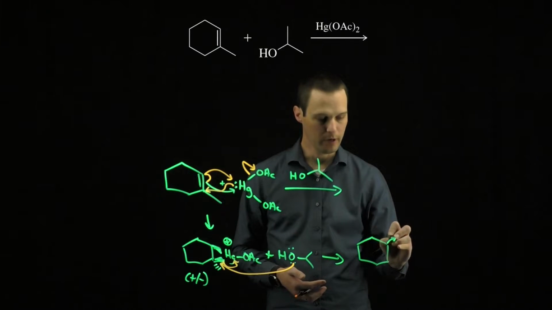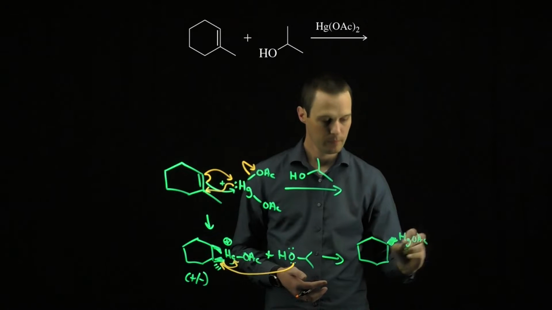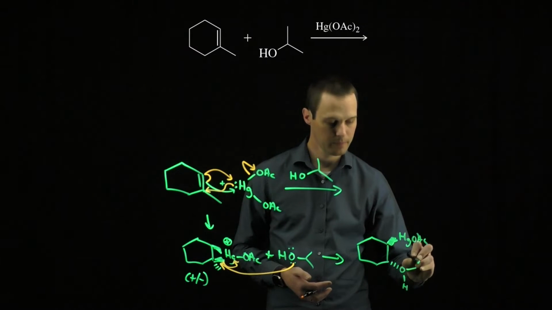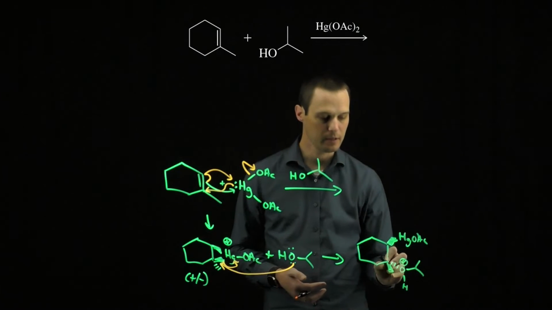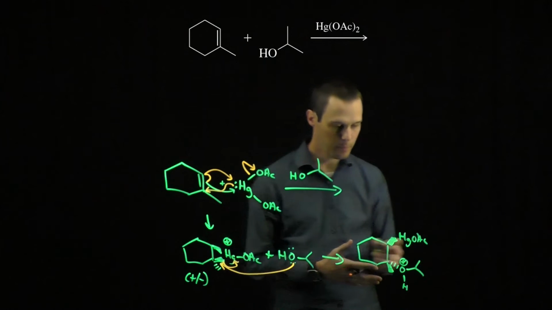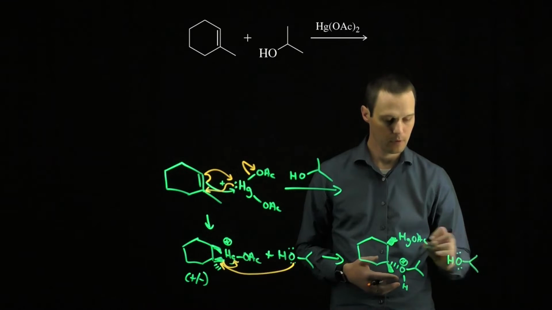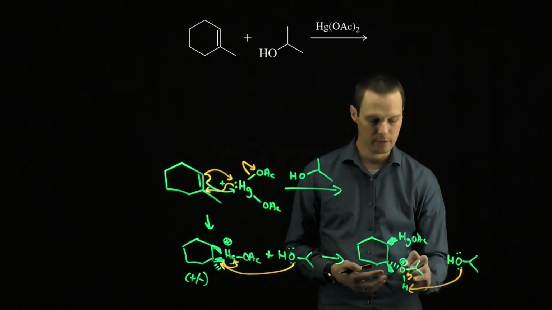That will form a product with mercury on one face and the oxygen on the second face. We get the anti-stereochemistry between the oxygen and the mercury. The last part of this first step is to neutralize the alcohol, neutralize the oxygen. So we'll use a second equivalent of alcohol to take this acidic proton.